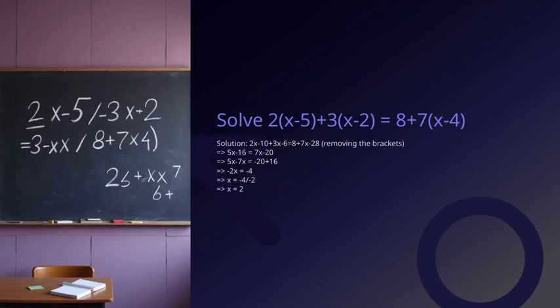The goal now is to isolate x, so I bring all the x terms to one side and constants to the other. Subtracting 7x from both sides, we get 5x minus 7x equals minus 20 plus 16, which simplifies to minus 2x equals minus 4. Finally, to find x, I divide both sides by minus 2, giving x equals minus 4 divided by minus 2. This simplifies to x equals 2. So that's our solution, x equals 2. This process highlights how expanding brackets, combining like terms, and isolating the variable are key steps in solving algebraic equations efficiently.